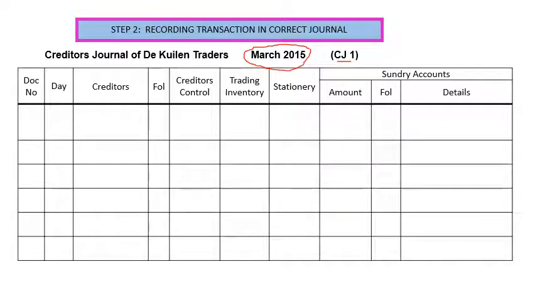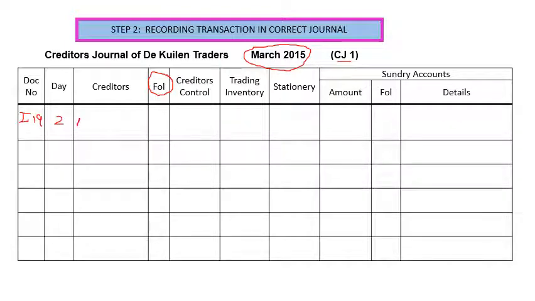The day is the day it took place. Creditor is the name of the person or business we are buying from, and then you have a creditors control column. In the creditors control column, you will write the total of the invoice, and then further analysis columns. This folio column here, you will only use when you post to the creditors ledger. Right, so in this exercise, it was invoice number 19, remember? So we have to write I for invoice, number 19. The day was the 2nd.